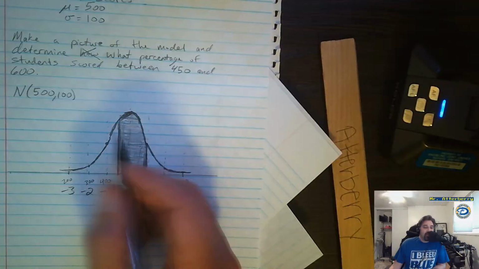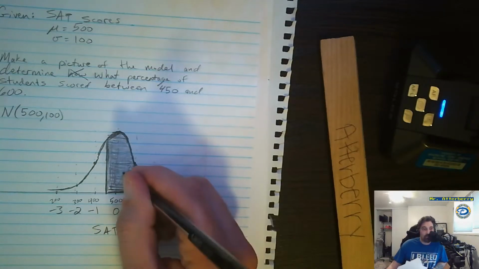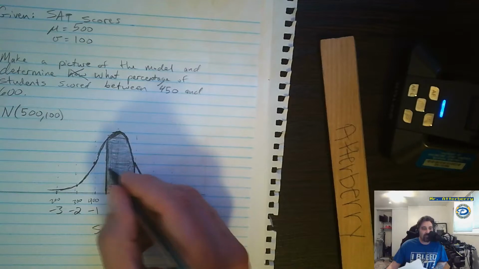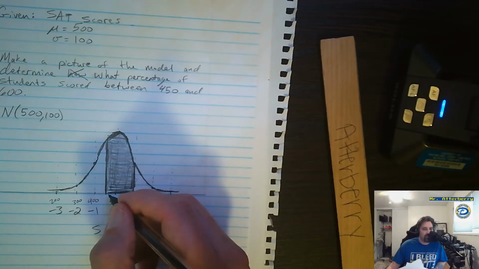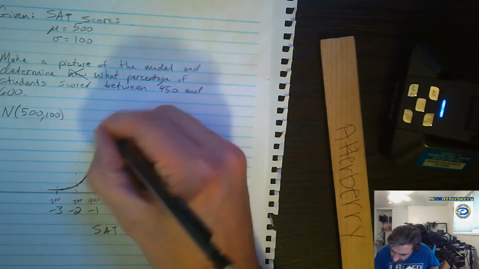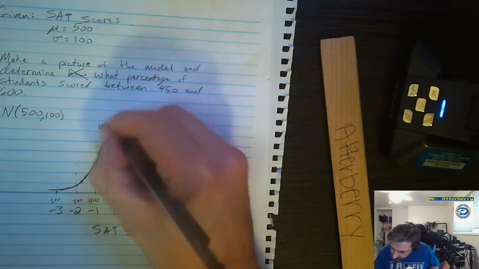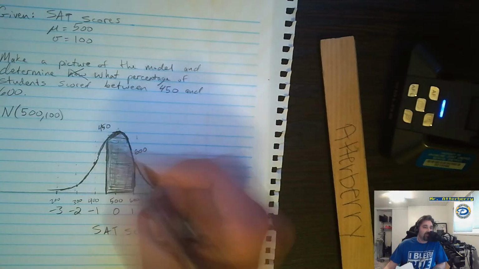Okay, so we've got to find the area of this shaded region, and we're kind of running into some trouble because we know this little section over here is 34%, but this little half guy right here, we're not really quite sure. So we're going to go ahead and find the z-score of 450, which I believe to be about a -1/2. I'm making little notes here that I went from 450 to 600.